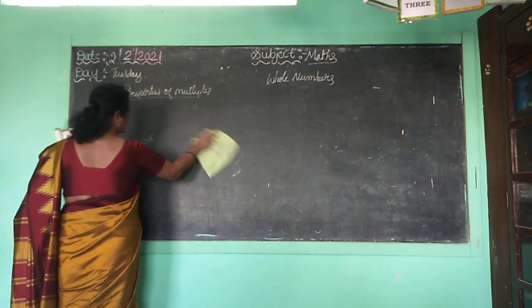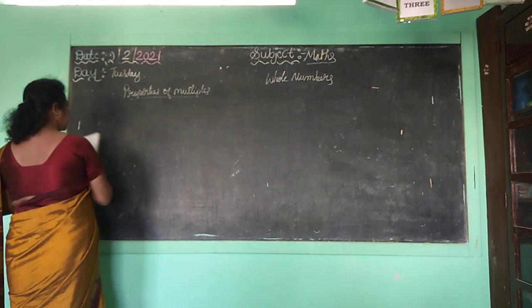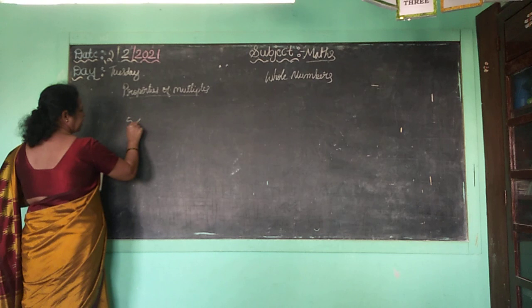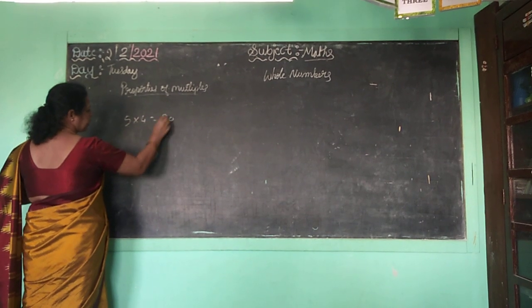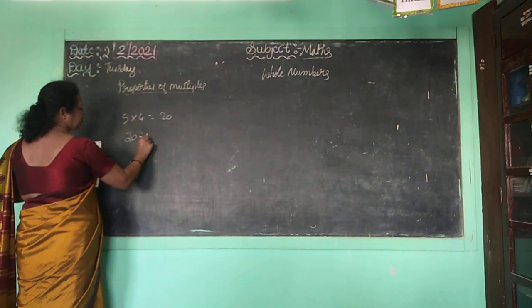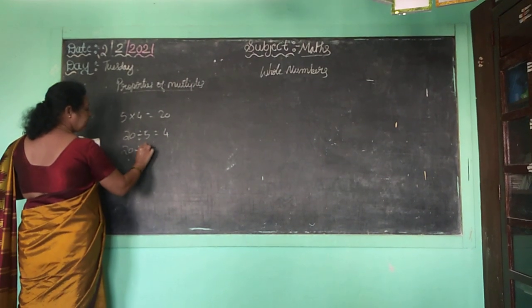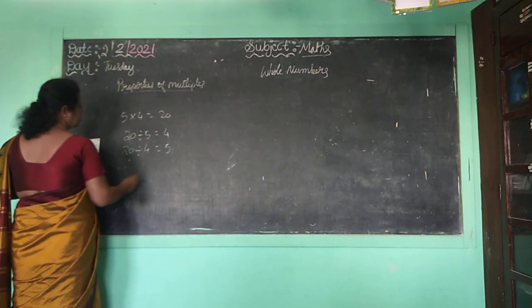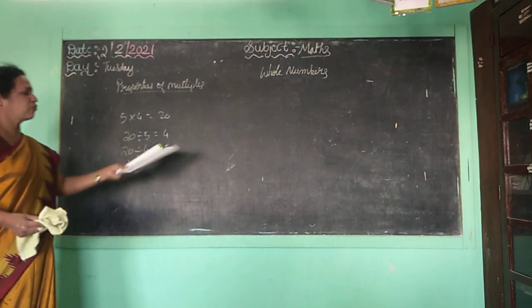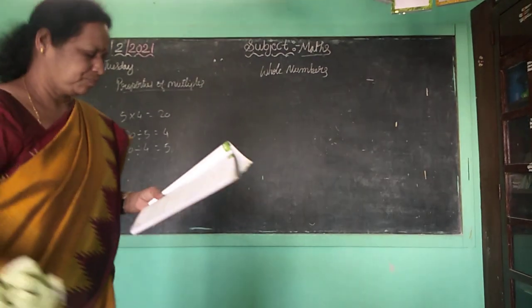So you can take any number, not only 7 and 8, 56. You can take 5 into 4. 5 fours is how much? 20. So 20 divided by 5 is how much, children? 4. And 20 divided by 4 is how much, children? 5. Okay, 5 fours are 20 or 4 fives are 20.